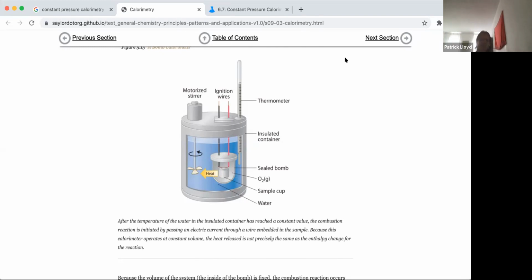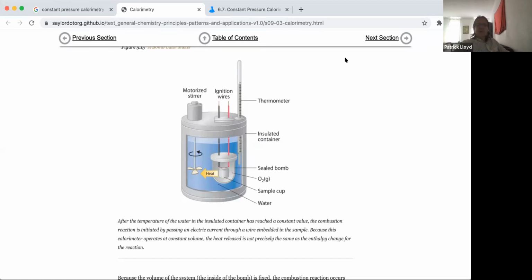This is a little different situation. If you take a look at this device, it's a little bit more sophisticated than the previous one, the constant pressure calorimeter. This one is used for various types of reactions that we might be studying. The constant volume calorimeter has a stirrer, but this one is motorized. It has ignition wires, so it actually has an electrical circuit going through it. It has a thermometer. Notice the thermometer is in the water, and that's called a water bath.